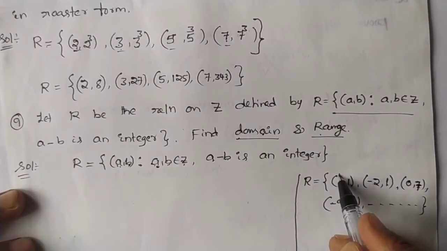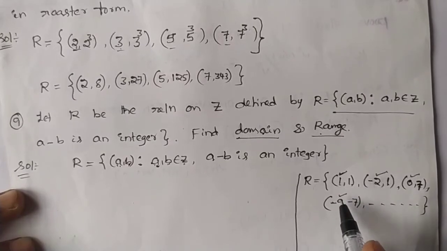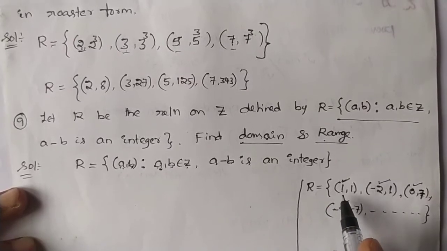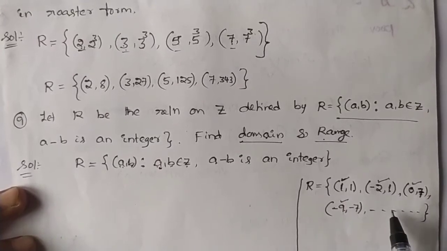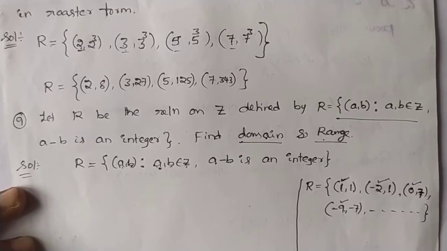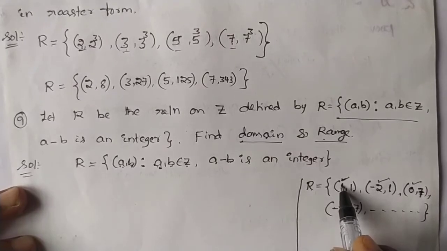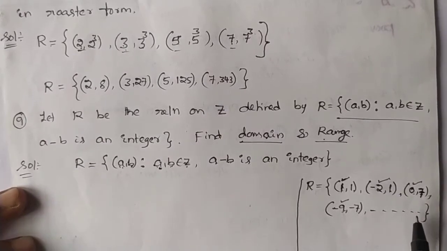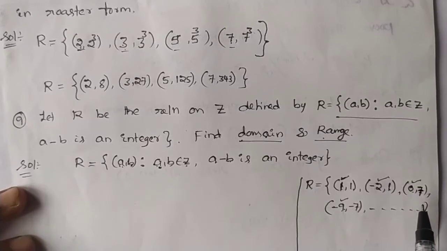What is the domain? 1, minus 2, 0, minus 9. The set of all the first elements of the ordered pair in a relation R is called domain. First elements are what? 1, minus 2, 0, minus 9, maybe minus 10, minus 11, plus 11, minus 13, plus 14, and so on. You just observe. Here we have 1, minus 2, 0, minus 9. Next, minus 10, minus 8, minus 7, minus 99, plus 99, 98, 94, 96.